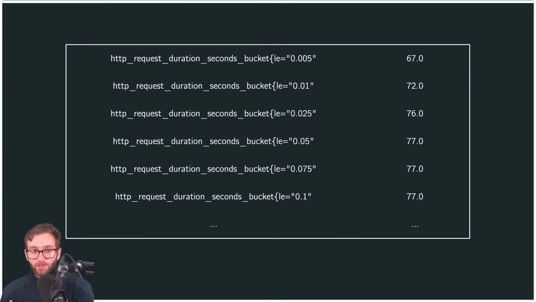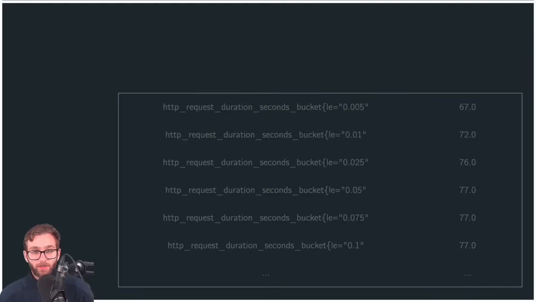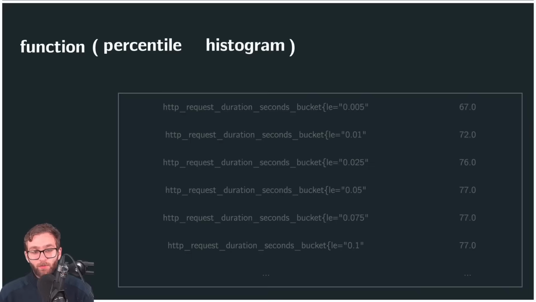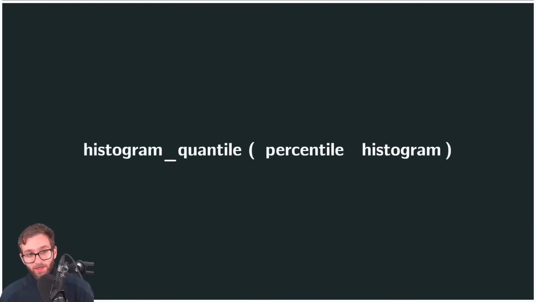It would be very useful if there was some function in Prometheus where we could just give it all of the histogram data, as well as the percentile, where we can ask, hey, given this request duration distribution, how fast were 95% of my requests? How fast were 50% of my requests? And then it spits out a number. Well, that function is called histogram quantile, and we're going to look at it now.